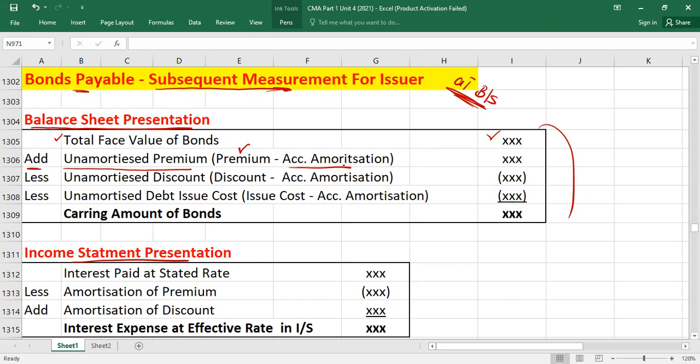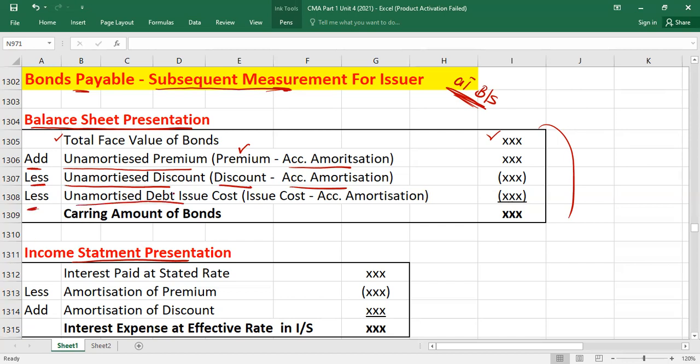What is amortized? How to amortize? That I will tell you. But here I'm just explaining the format. If you have a discount, you always need to deduct unamortized discount. Unamortized means the discount which is not yet amortized. And how will you get it? Again, you take total discount minus accumulated amortization. This will give you the unamortized discount.